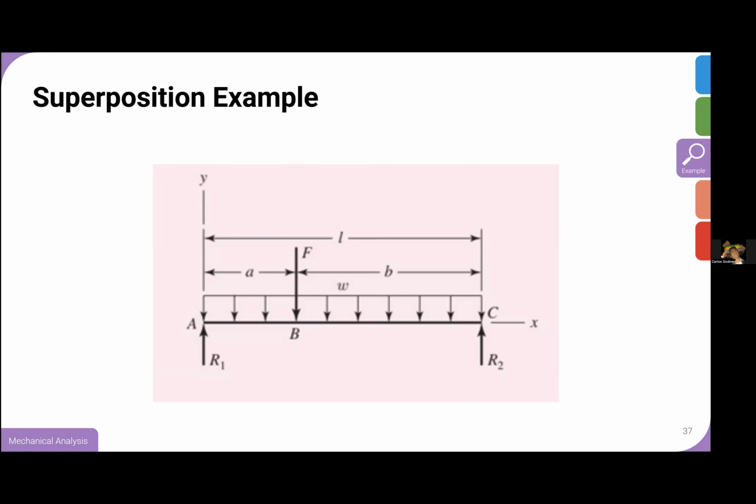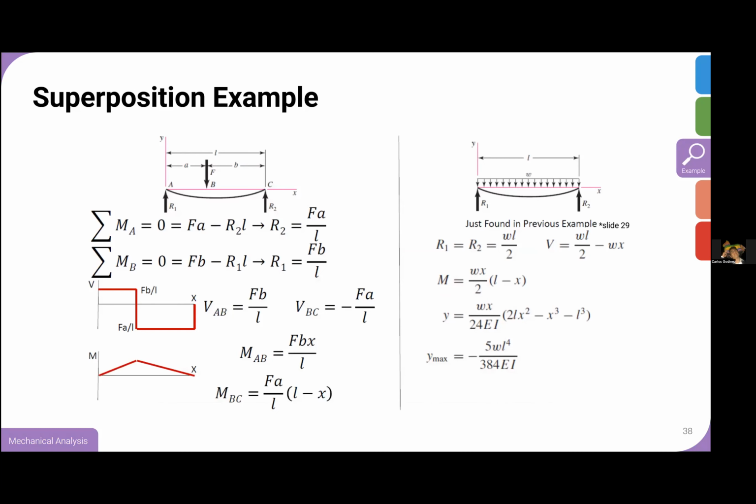So here's your loading condition. On the left side, you have your intermediate load. You solve for that just doing a sum of moments about each reaction joint, and you get a shear moment diagram that looks something like this. And in the previous example, we already did an example where we solve for the reaction loads of a uniform load across the entire bridge or a beam. And so we can take our moment function, our deflection function, and our max deflections.